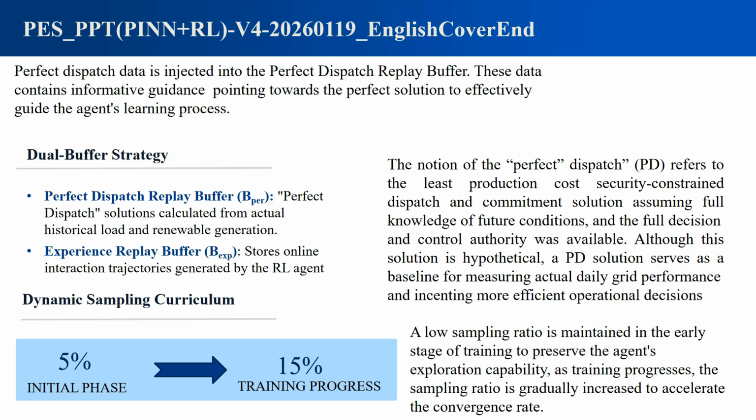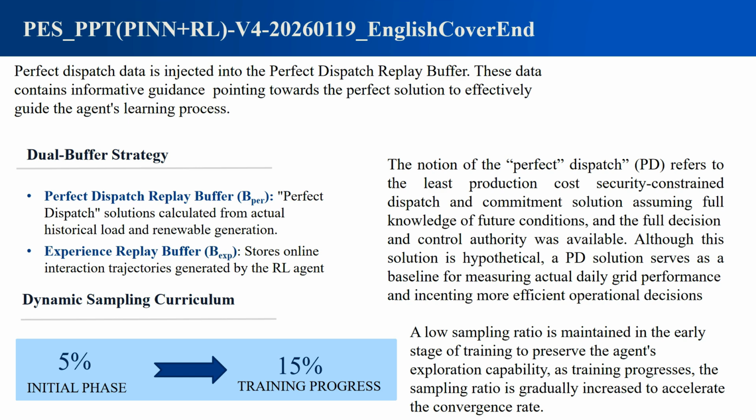At the initial phase, only a small proportion, about 5%, comes from perfect dispatch data. This protects exploration because the agent still needs to discover how its own actions behave in the environment. As training progresses, the ratio rises toward 15%. The expert data then accelerates convergence and pulls the policy toward high-quality dispatch regions.